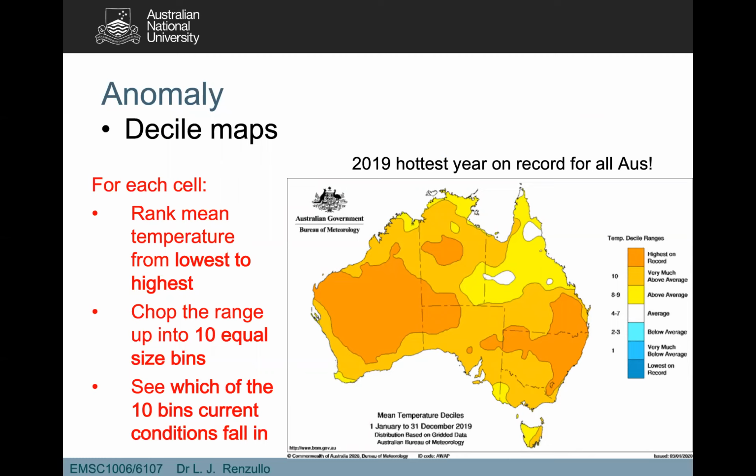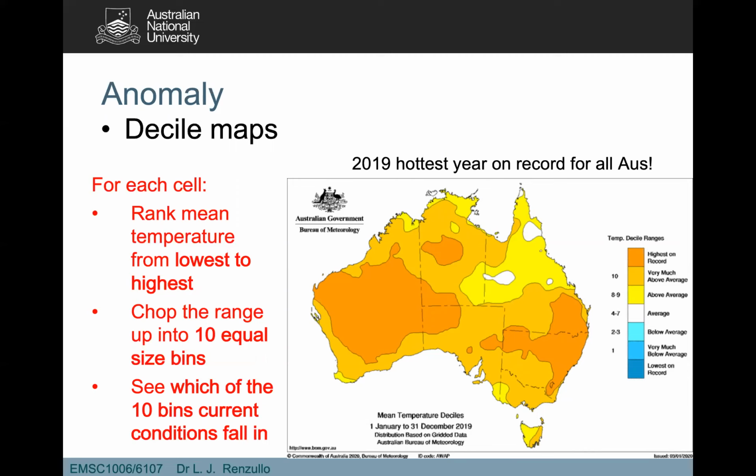Sometimes the anomaly is a nice way to see how the deviation of any given year departs from the expected behaviour over a reference period. What we can also generate is these decile maps. What these do is they rank the current conditions against the whole historical period. So the idea is that for every model cell across Australia, we rank the temperatures from their lowest value ever, the record, and that goes about 115 years currently, nearly 120 years.